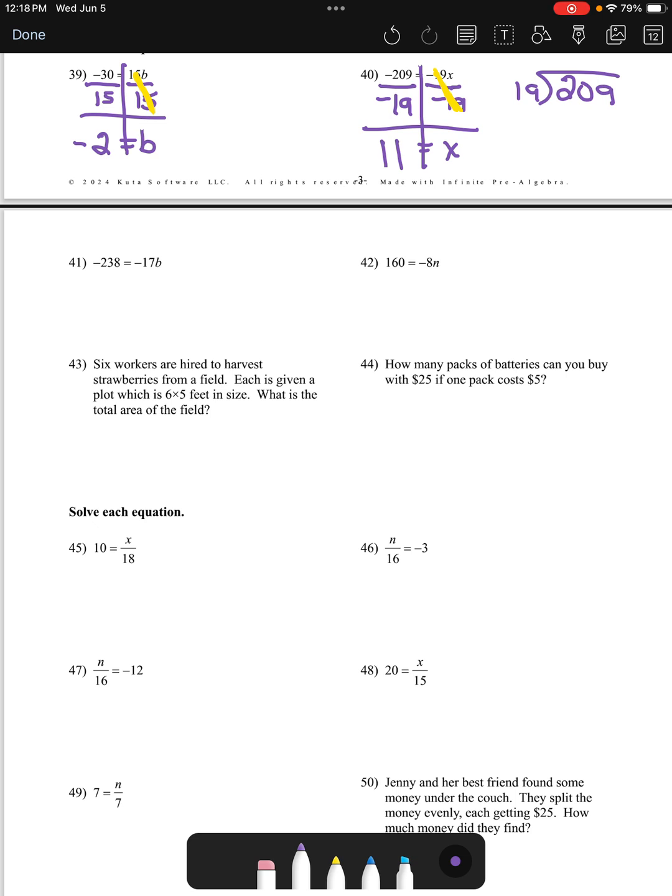209 divided by 19. How many times does 19 go into 20? Once. 1 times 19 is 19, and we subtract. 20 minus 19 is 1, and then we drop the 9. How many times does 19 go into 19? Once, perfectly. And we have no remainder. So might you occasionally need to break out your long division? Yes. Yes, you might.